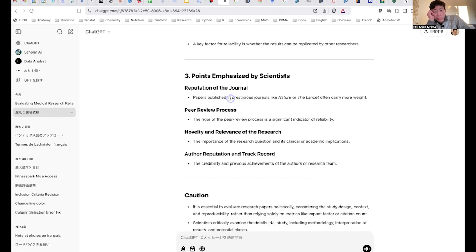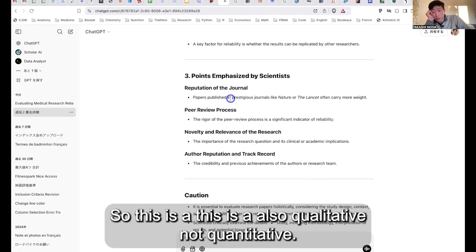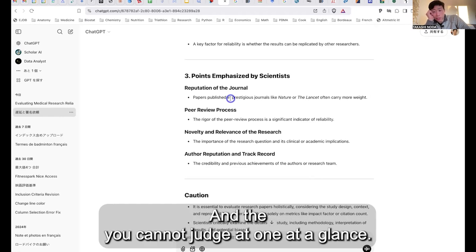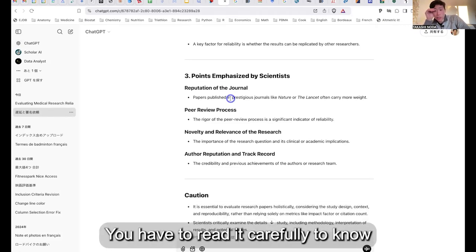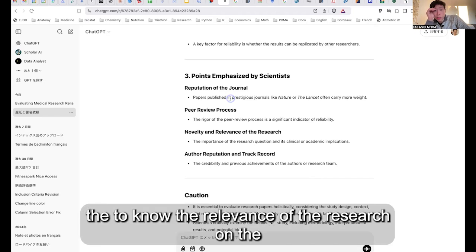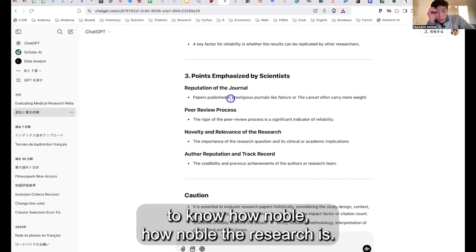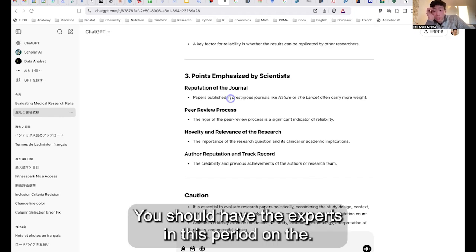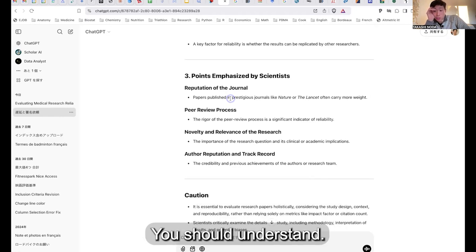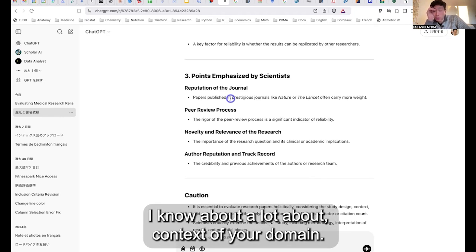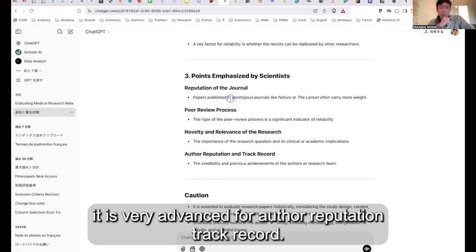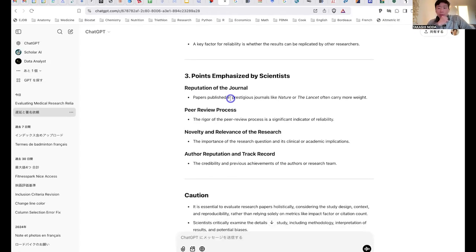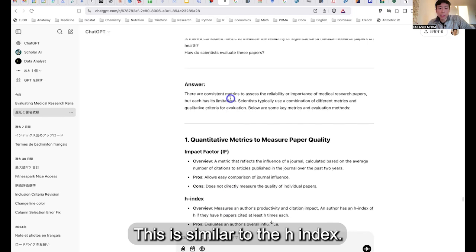For the novelty and relevance of the research, this is also qualitative, not quantitative, and you cannot judge at a glance. You have to read it carefully to know the relevance and how novel the research is. You should have expertise in the field and know a lot about the context of your domain. So it is a really advanced one. Author reputation and track record is similar to the H index.